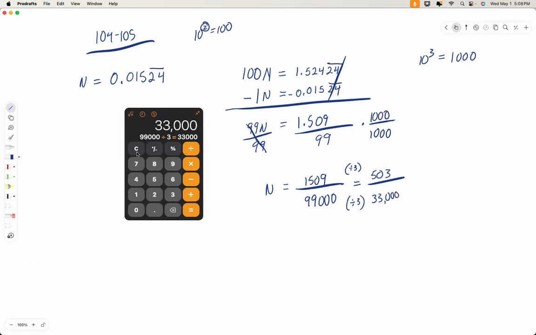Can I do it again? I know I can divide this and get 11,000, so let's try and see if we can divide the top by 3. Nope, it won't divide. So this is as small as we can go. This is our answer: 503 over 33,000. That's as good as we can do. So that would be the first problem.